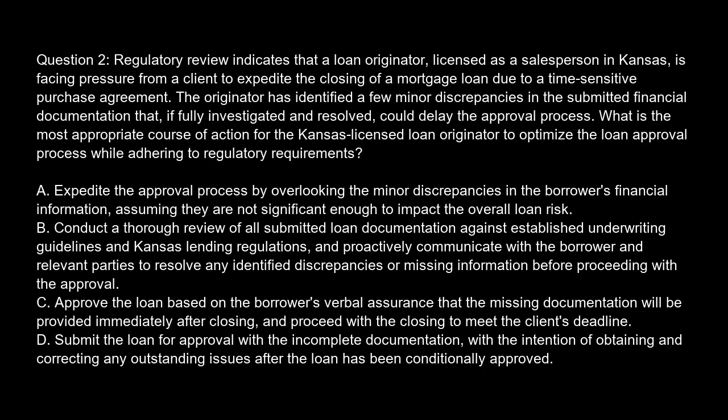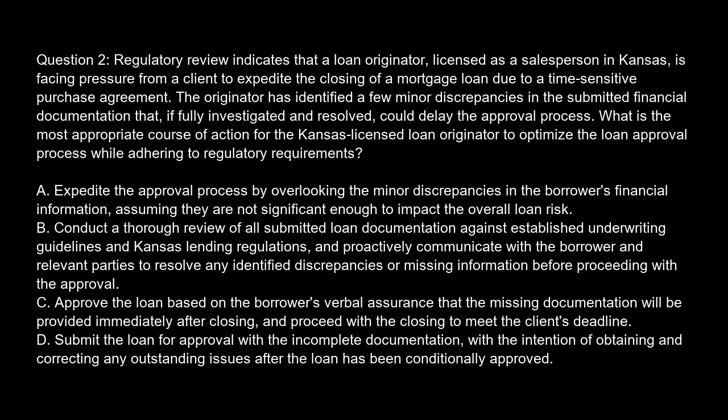Question 2. Regulatory review indicates that a loan originator, licensed as a salesperson in Kansas, is facing pressure from a client to expedite the closing of a mortgage loan due to a time-sensitive purchase agreement. The originator has identified a few minor discrepancies in the submitted financial documentation that, if fully investigated and resolved, could delay the approval process. What is the most appropriate course of action for the Kansas licensed loan originator to optimize the loan approval process while adhering to regulatory requirements?